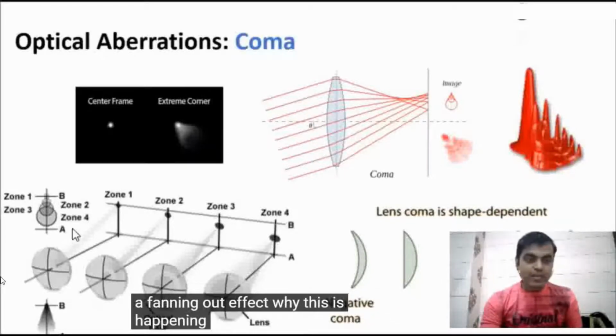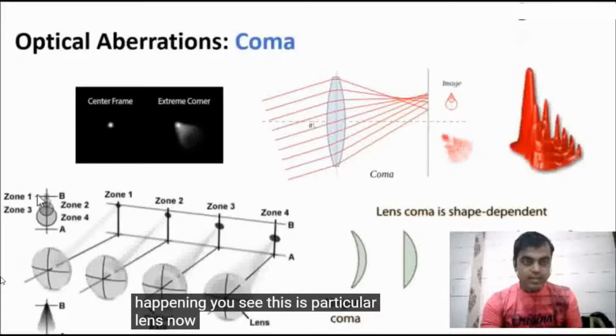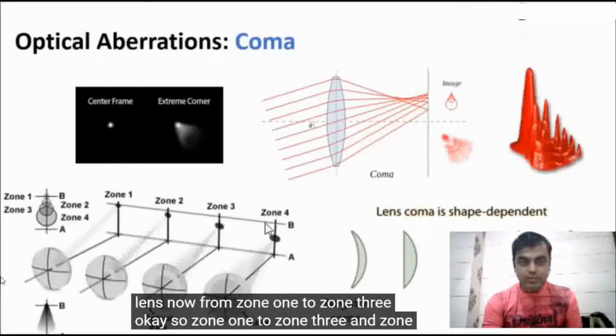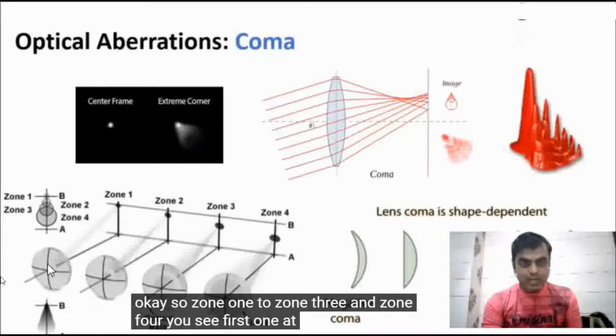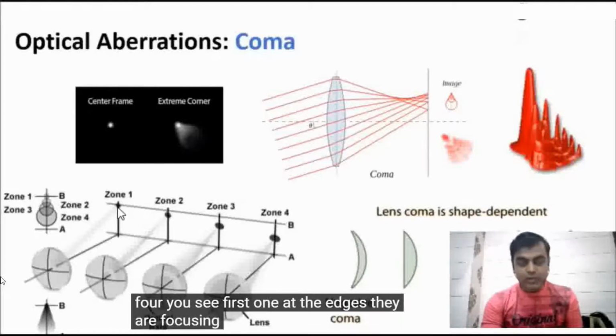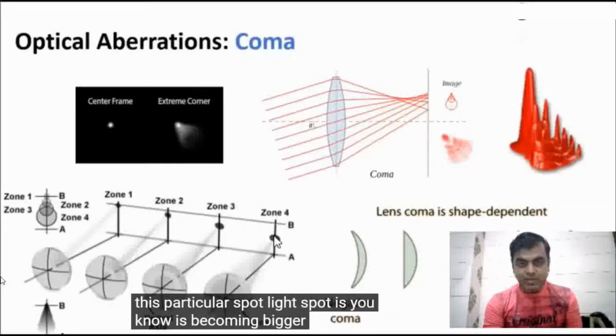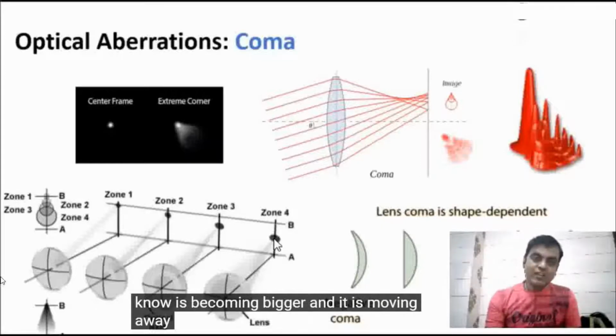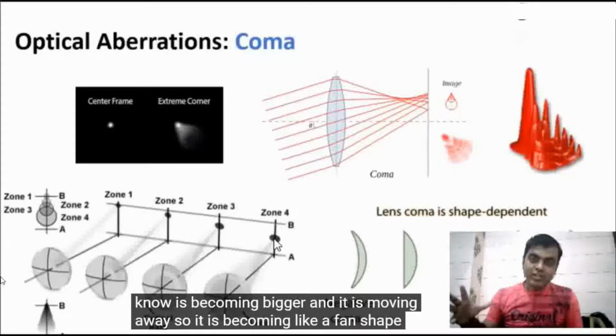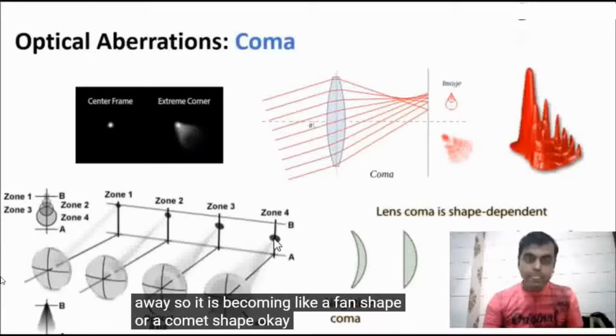Why is this happening? You see, this is a particular lens. Now from zone 1 to zone 3, and zone 4. At the edges, the light is focusing in this plane, and gradually this particular light spot is becoming bigger and moving away. So it is becoming like a fan shape or a comet shape.